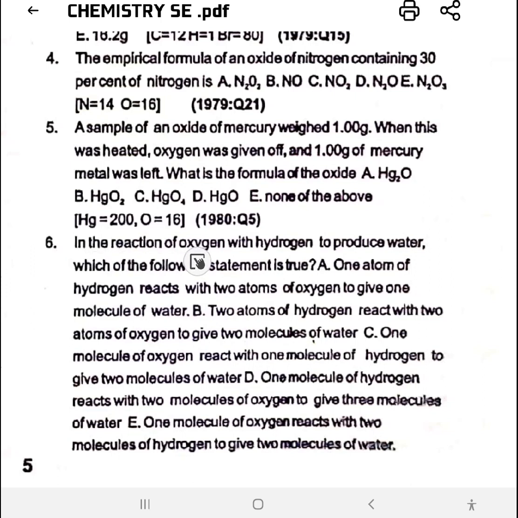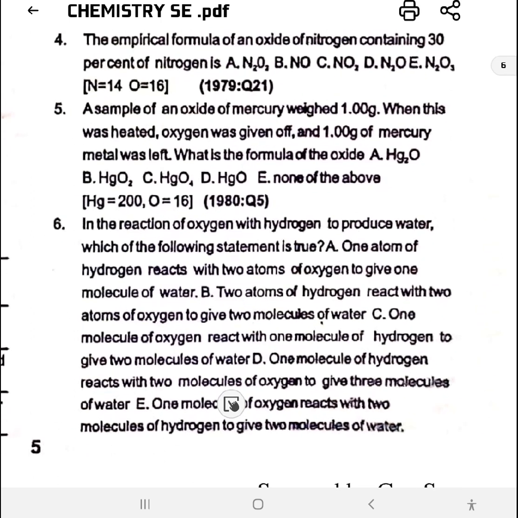Question 6. In the reaction of oxygen with hydrogen to produce water, which of the following statements is true? The statement that is true is that 2 molecules of hydrogen will react with 1 molecule of oxygen to give us 2 molecules of water. So if you read through your answers, this could have been written as 1 molecule of oxygen reacts with 2 molecules of hydrogen to give you 2 molecules of water. Option E is the correct option.